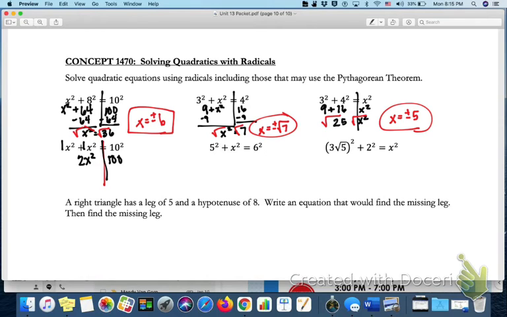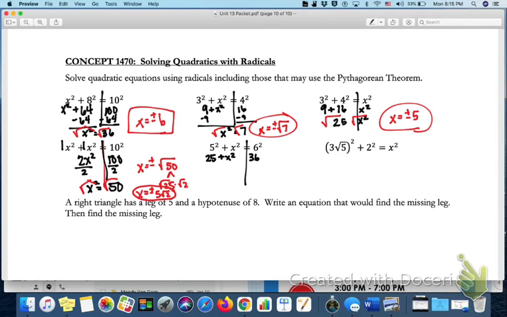From here, I'm going to divide both sides by 2, and x squared equals 50. Then I'm going to take the square root of each side. When I take the square root of 50, I have to break that down and simplify it. So the square root of 50 simplifies to the square root of 25 times 2, which gives me x equals plus or minus 5 square root of 2.